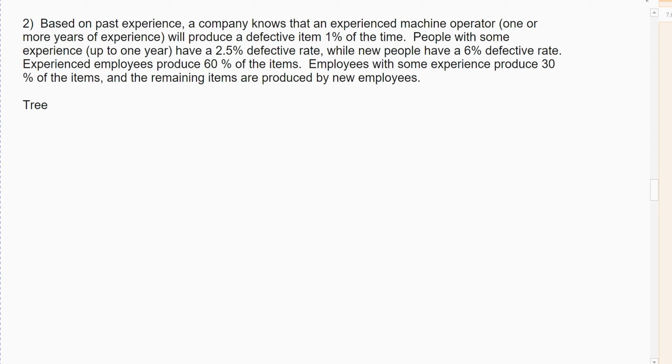And it should make sense. The longer you work, the fewer mistakes you'll make, right? The newer you are, the higher the mistakes tend to be. And those are conditional. So this is how you sort of recognize this is a conditional phrase, right? This is not all people. This is just the experienced people, right? 1% is the experienced. The 2.5% is when they have some experience, not experiments. I keep wanting to say that. And then the new guys are 6%. Right? Those are conditional probabilities. It depends on how much experience you have. So the condition is your experience. Given a certain amount of experience, the odds of you producing a bad item is different.